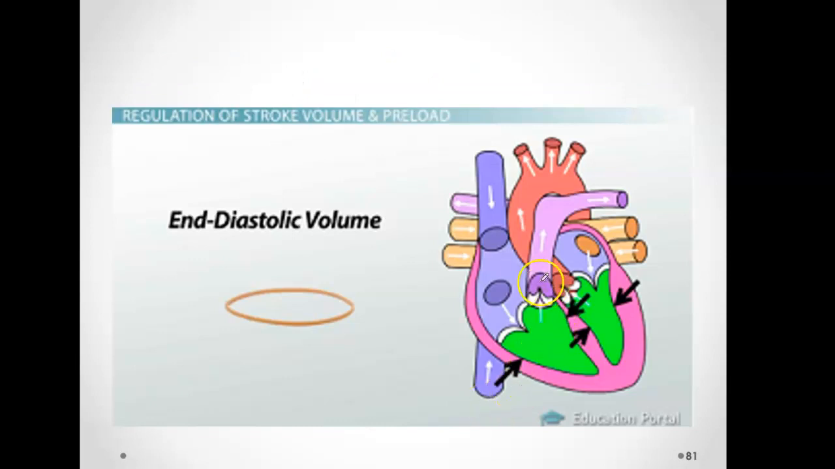So let's move on here. The end diastolic volume in a diagram is showing it's come in from the atria, it's filled in both ventricles, and it's as full as it's going to be. That's the volume at the end of diastole, or end diastolic volume. See if you can picture it that way, it's helpful.